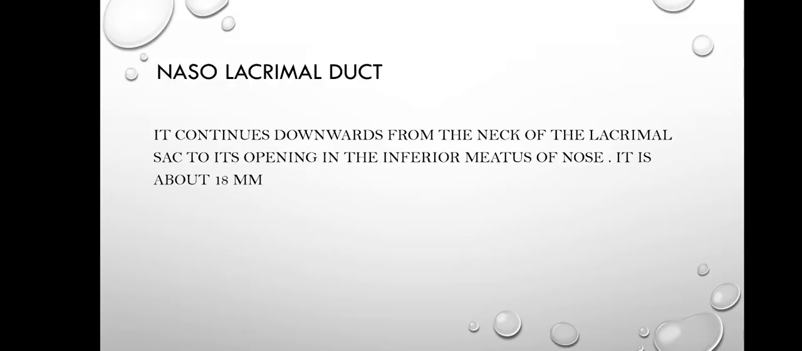The blood supply of the lacrimal apparatus: superior and inferior palpebral arteries, which are branches of the ophthalmic artery, the angular artery, the infraorbital artery, and nasal branches of the sphenopalatine artery. The nerve supply: sensory nerve supply to the lacrimal sac and the nasolacrimal duct is by the infratrochlear nerve and the anterior alveolar nerve. Thank you.